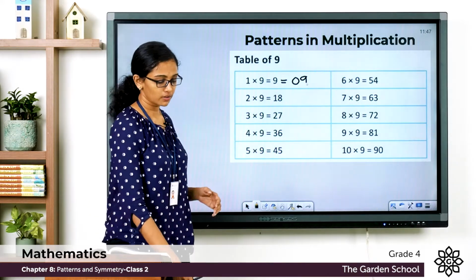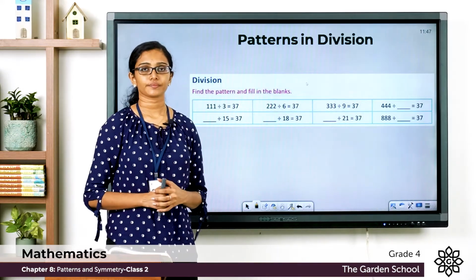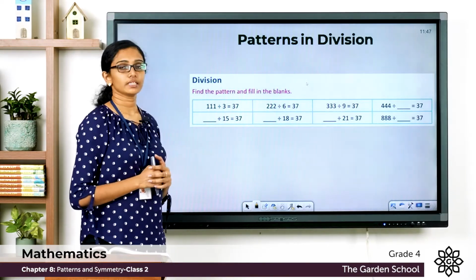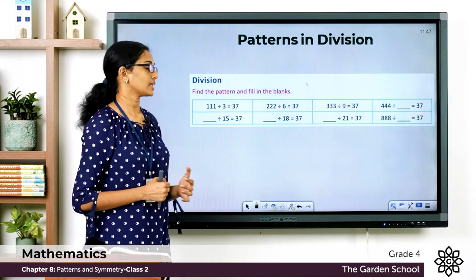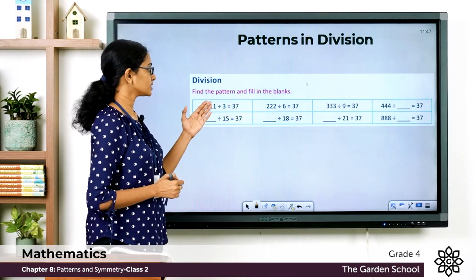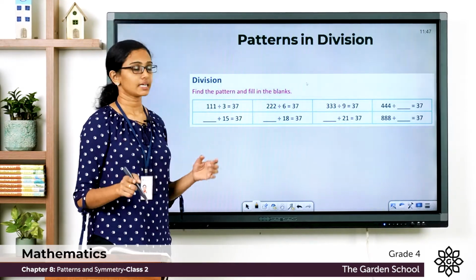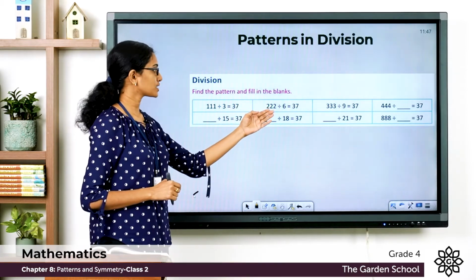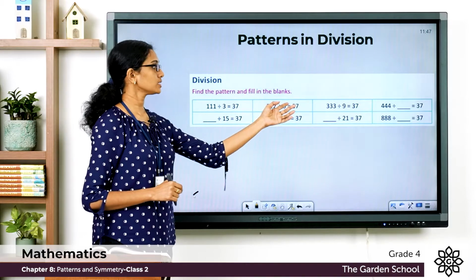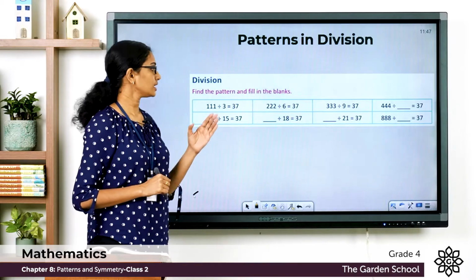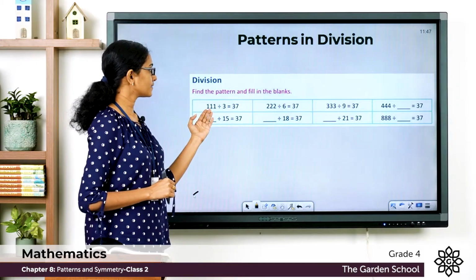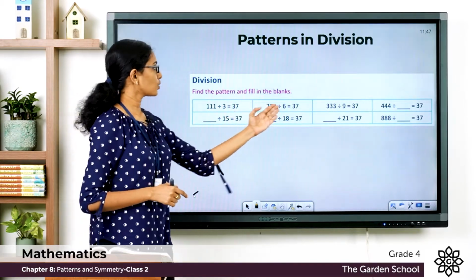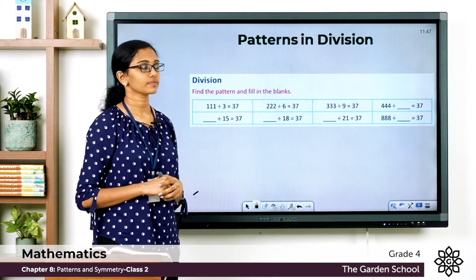Now let's talk about some patterns in division. You see the table here? Find the pattern and fill in the blanks. Let's observe the numbers. 111 divided by 3 equals 37. In the next column you can see 222 divided by 6 equals 37. See? So both the dividend and the divisor have doubled, but the quotient remains the same.